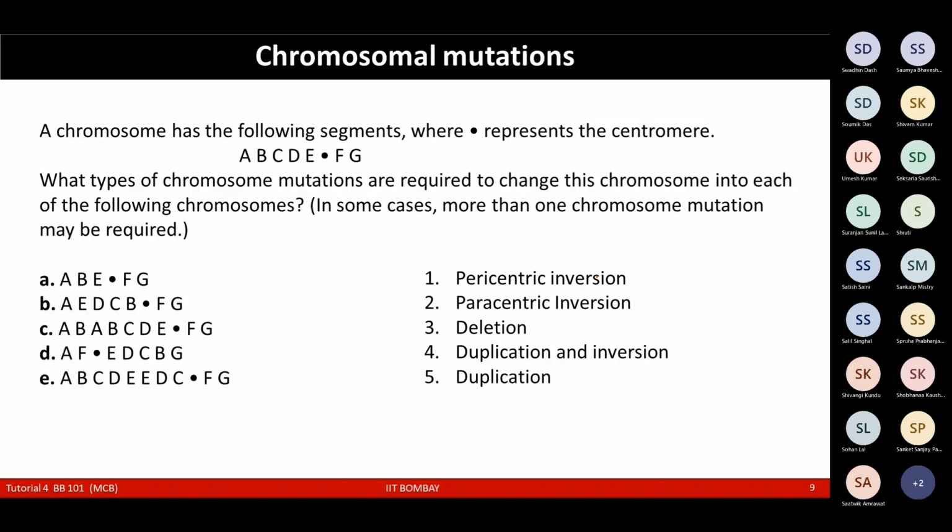Just write this question and we'll discuss. You told deletion, but deletion can happen twice, right? There are other options also. Just see it very carefully. Paracentric is the C option. Okay, what about the others? Pericentric. C is duplication. So what is the answer for C? It's duplication.